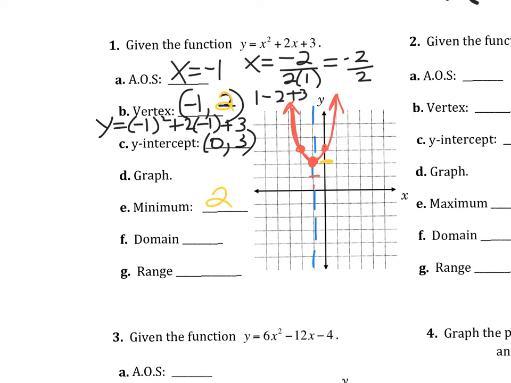The domain is going to be all real numbers every single time. And then the range is going to be starting at whatever y value I have as my minimum and going up from there. So y will be greater than or equal to 2. Those are all the things.